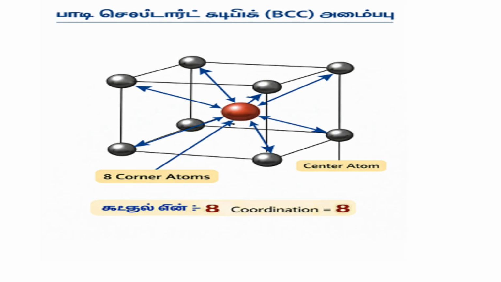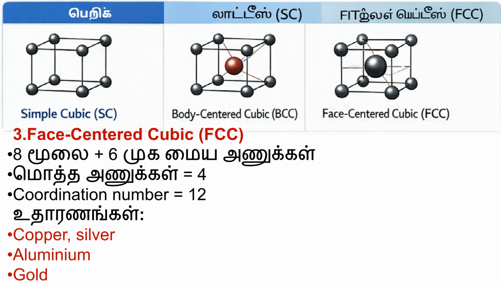The BCC structure is defined by 8 corner atoms and a central atom. The coordination number of 8 is clearly visible, as the center atom is connected to all 8 corner atoms. The face-centered cubic, or FCC, structure has atoms at the 8 corners and 6 face centers, totaling 4 atoms per unit cell, with a coordination number of 12. Common examples are copper, silver, aluminium, and gold.